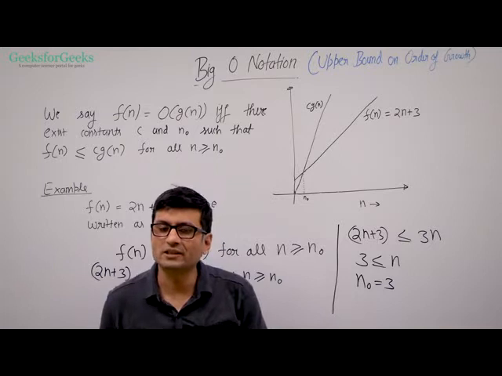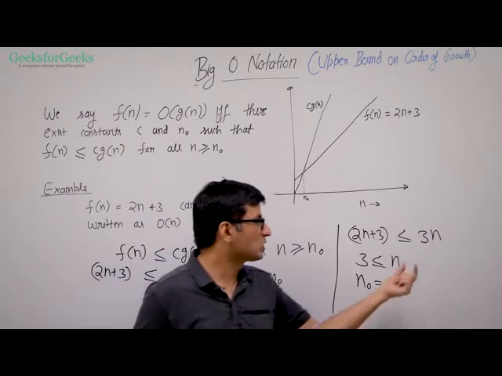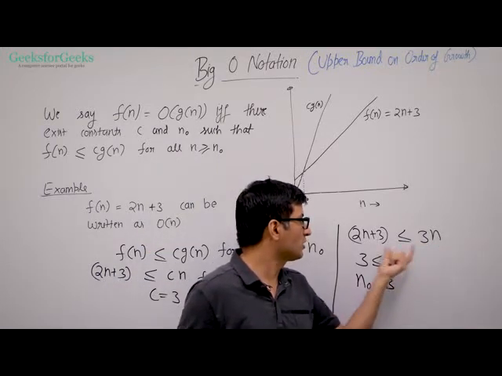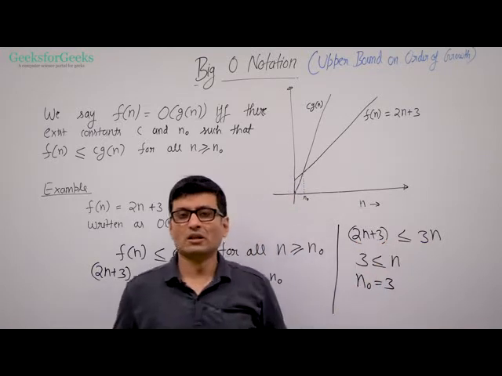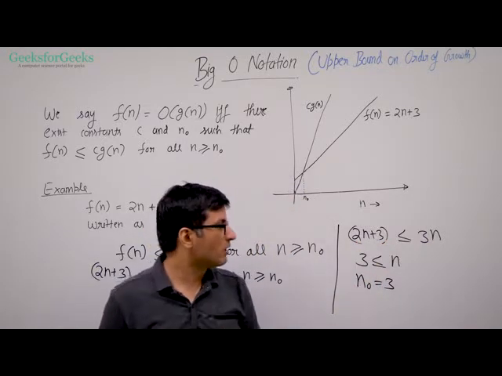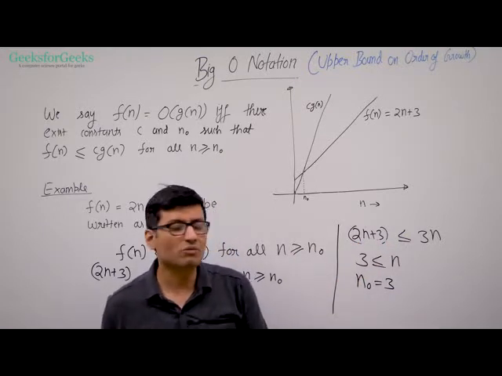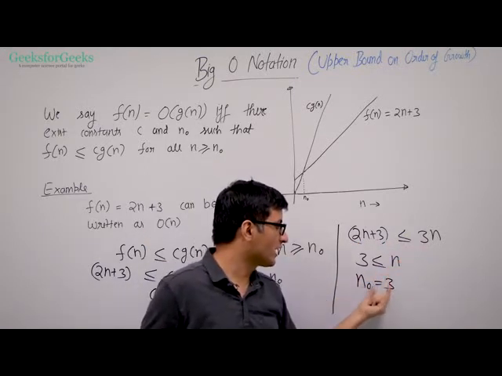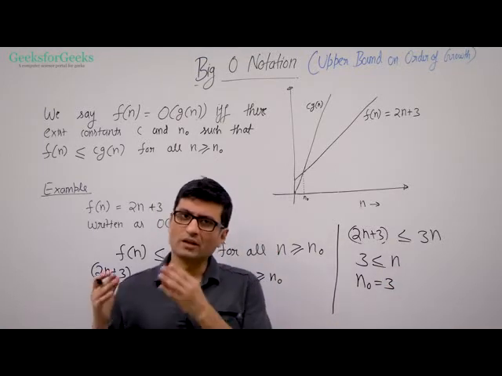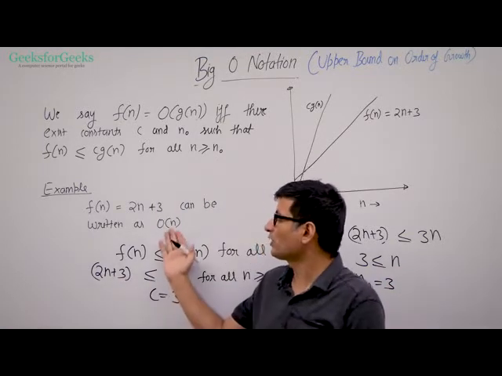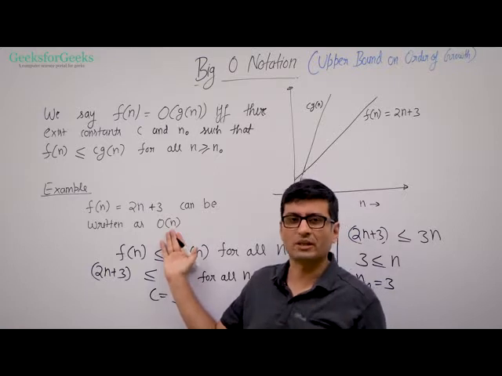So when n is greater than or equal to 3, this value is always greater than or equal to 2n plus 3. So we found an upper bound on the given expression. To find an upper bound, we found C and n naught. So our expression for big O that we guessed initially using the direct method is correct.